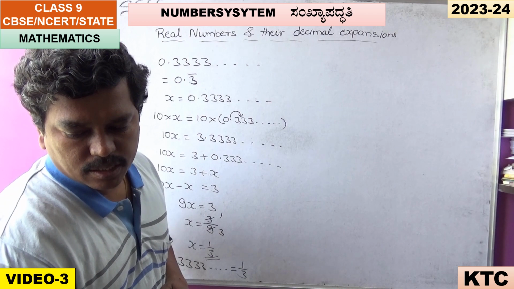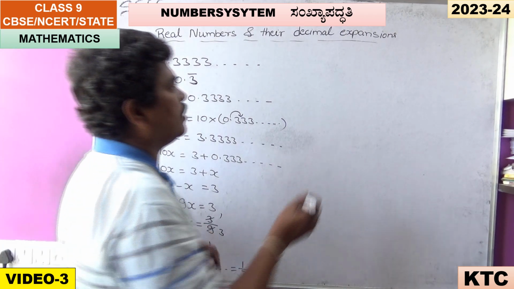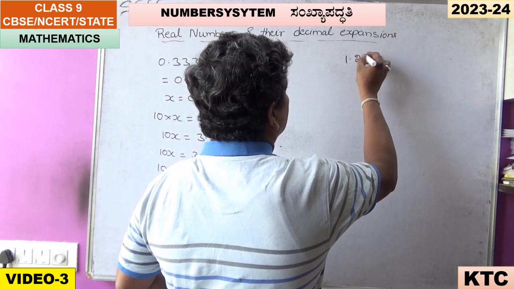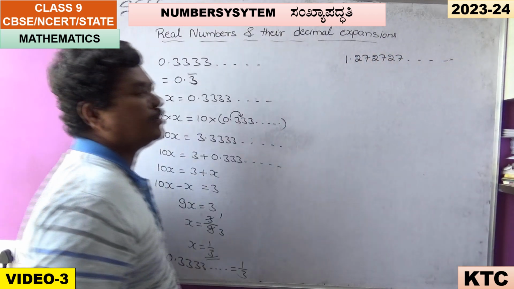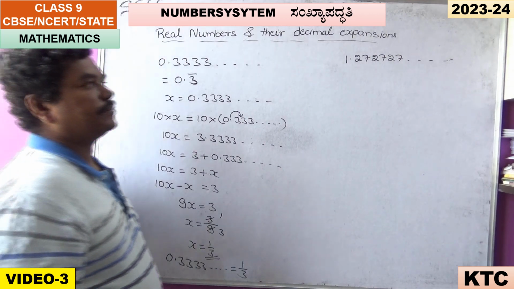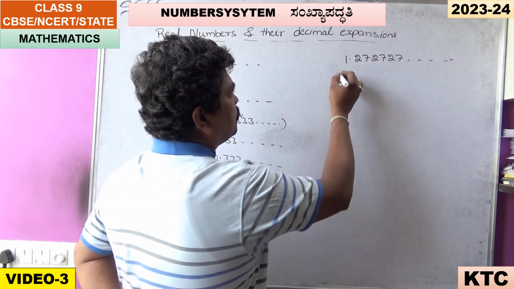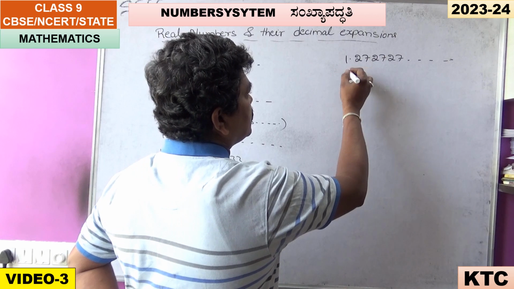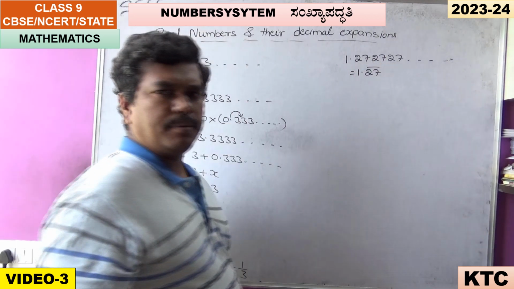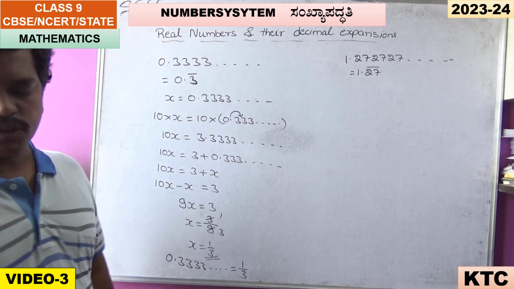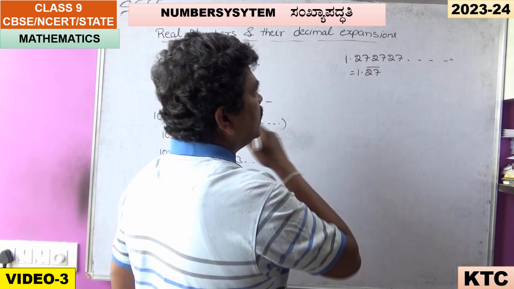So I take some more number. So here is an example of 1.272727 goes on. So we have to convert this into a rational number. You observe, how can we write this? This can be written as 1.27 bar. It may be written as like this also. So now we have to write this in the rational form.